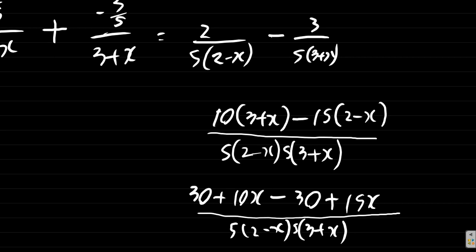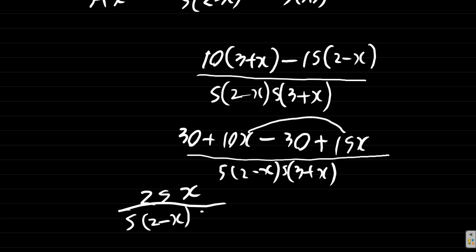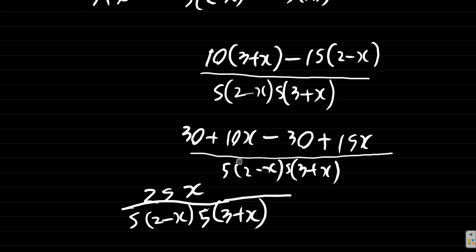So let's see, 30 minus 30 is 0. 10 and 15 is 25. So we have 25 over 5 2 minus x, and this is 25x. 10x plus 15x will be 25x over 5 by 2 minus x times 5 by 3 plus x. Right? Let's simplify this.